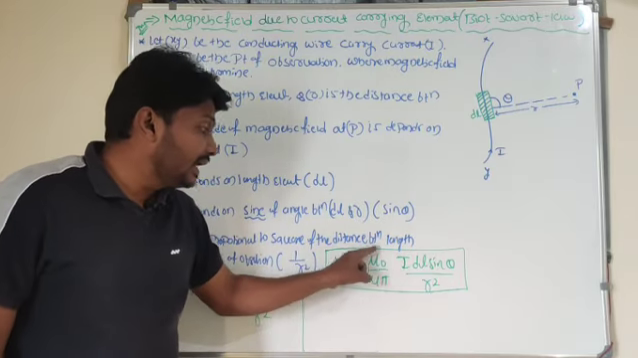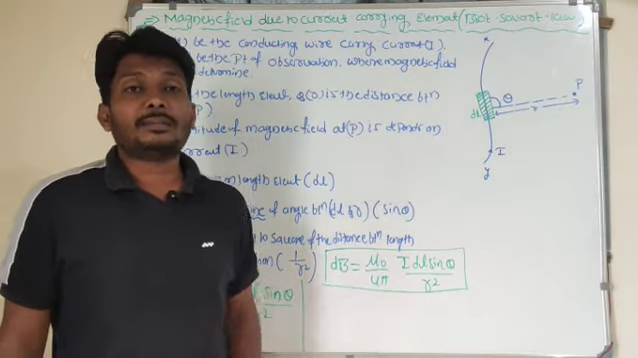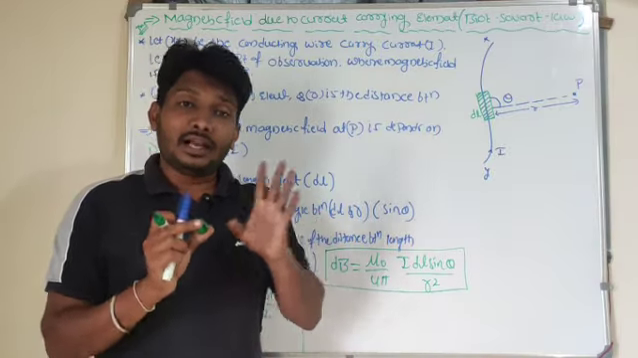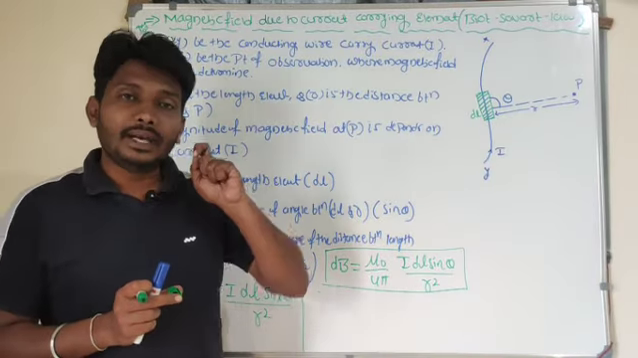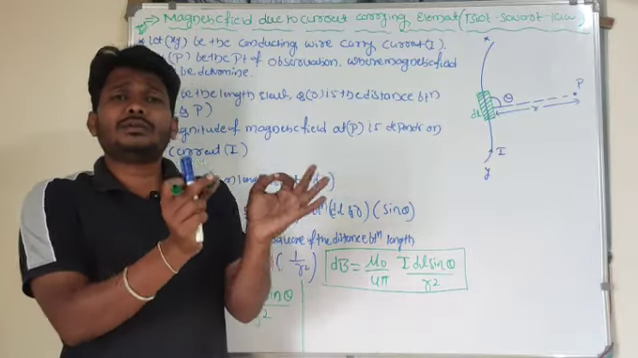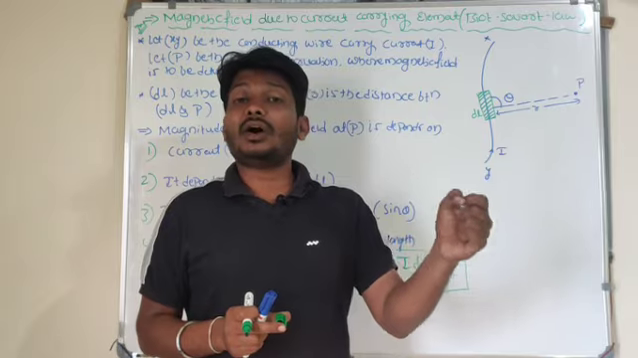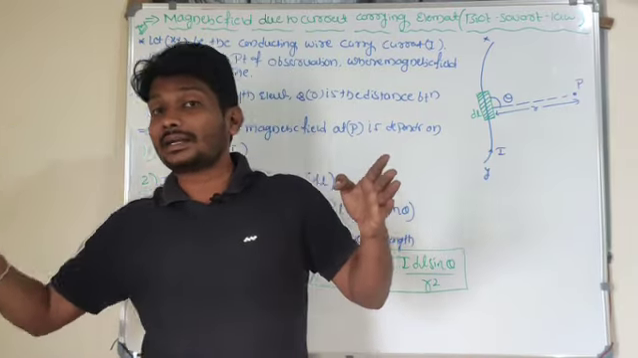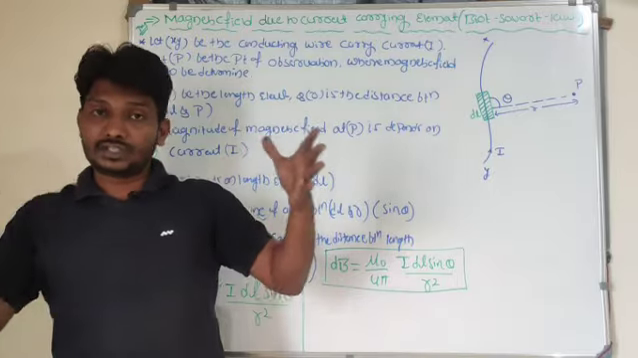Here mu naught represents the permeability, whereas epsilon naught represents the permittivity. What does the word permeability mean? Permeability means the ability of a material to allow magnetic field lines. Permittivity means the ability of a material to allow electric field lines.